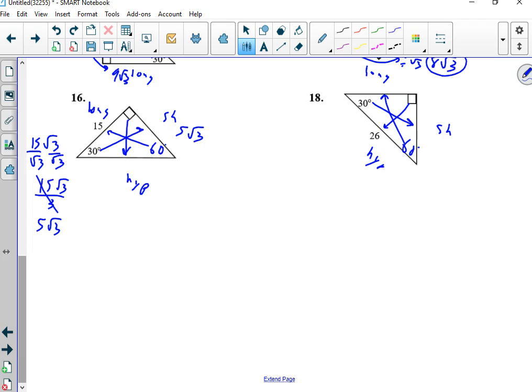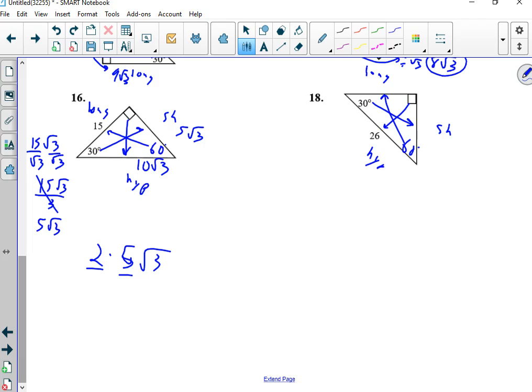To go to my hypotenuse, I just double the 5. The radical stays the same. I don't double that. It's not 10 radical 6. You just are doing 2 times, think about it, 2 times 5 radical 3. Outside number, outside number.